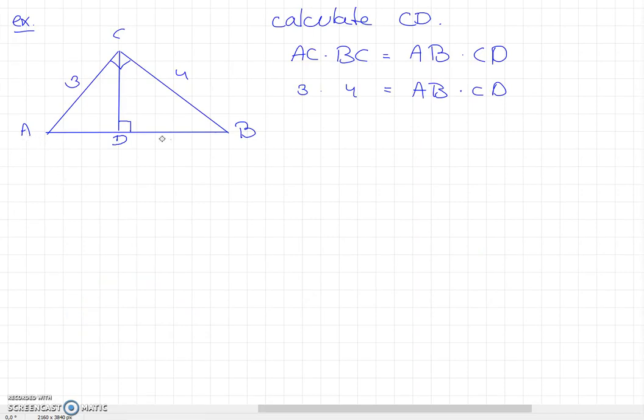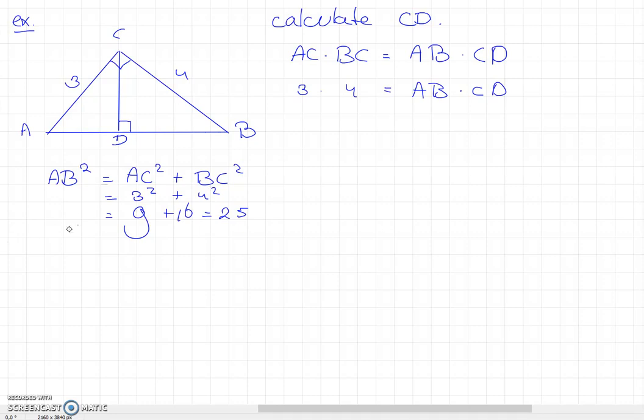Pythagoras' theorem says that the hypotenuse, in this case AB squared, should be equal to the other edges squared, so AC squared plus BC squared, or 3 squared plus 4 squared, which is equal to 9 plus 16, which is equal to 25. Fortunately, 25 is a nice square. AB is the square root of 25, which is 5. So we know that AB is 5.